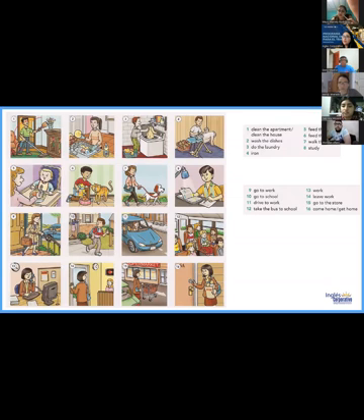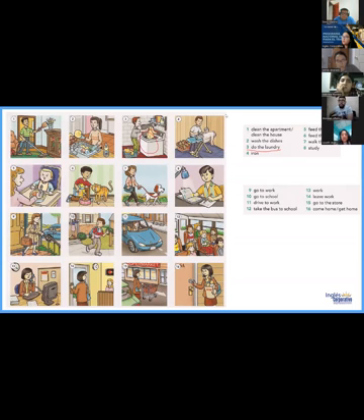We have number one, clean the apartment, clean the house. Number two, wash the dishes. Then we have do the laundry, la lavandería, right? Do the laundry. Then we have iron. Then we have feed the baby, alimentar al baby, right? Feed the baby. Then we have feed the cat.